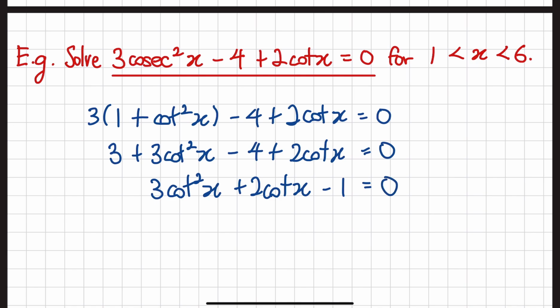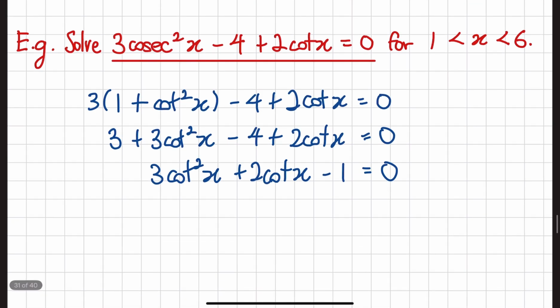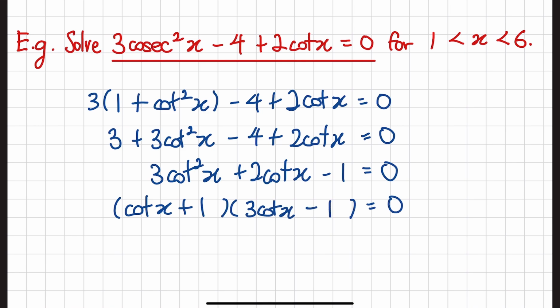Now you see I have a quadratic equation in terms of cotangent x. So therefore, it is the same as what you do when you encounter quadratic equations in algebra. We first factorize it. So this can be factorized to become, okay, you can simply use your multiplication frame or your tic-tac-toe method or the cross method. You should get cotangent x plus 1 and 3 cotangent x minus 1.